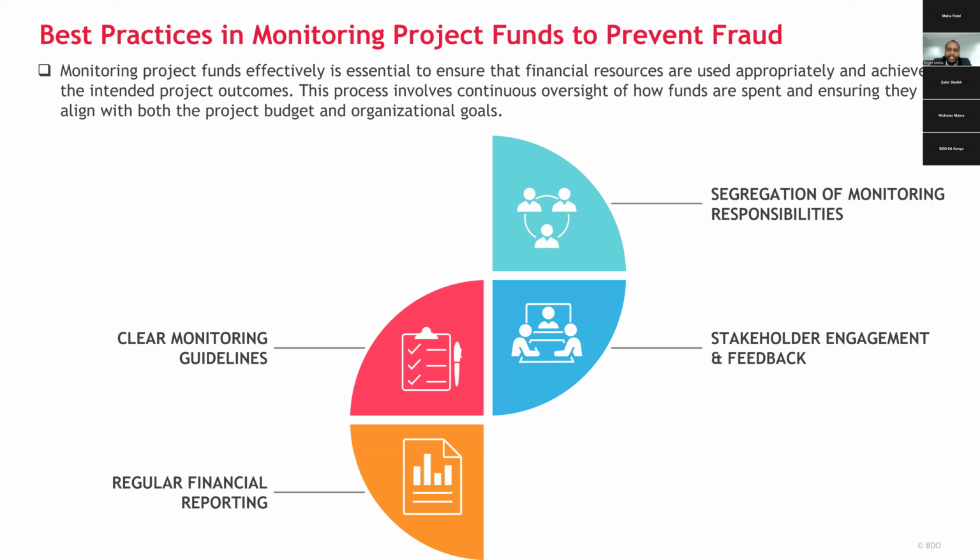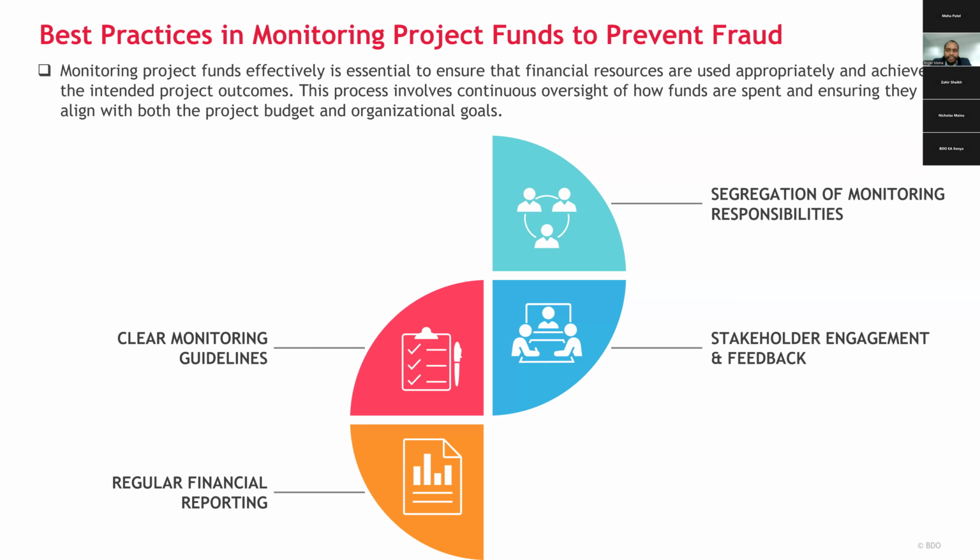And the last one is regular financial reporting. So this is having regular financial reports from your project managers or your project staff that will detail all the expenditures, the budget status, and any variance analysis that is there. And this can be done either quarterly or monthly or even yearly. And this also includes having real-time access to the financial data so that you can have timely adjustments and make decisions in advance.